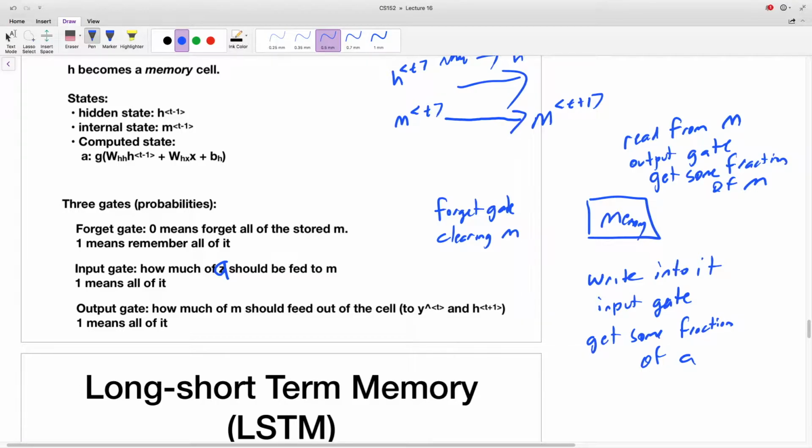Questions so far? Laurel: Your clearing is also some fraction. Yeah, some fraction. And as we talked about, some fraction can mean we end up having an exponentially decaying memory.